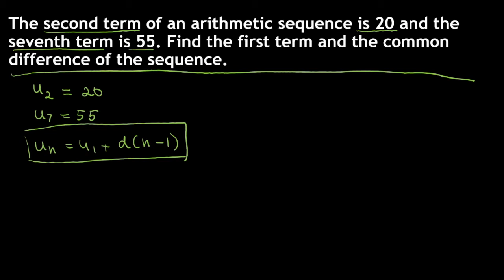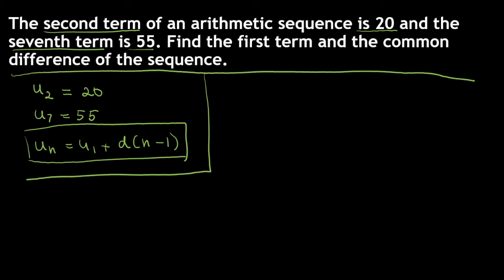So now I'm going to plug in whatever values I have, right? And what's going to happen is I'm going to have two simultaneous equations with u1 and d as my variables, right? And then I'm going to solve the simultaneous equations, find u1, and find the common difference. That'll be my answer. So let's get started.